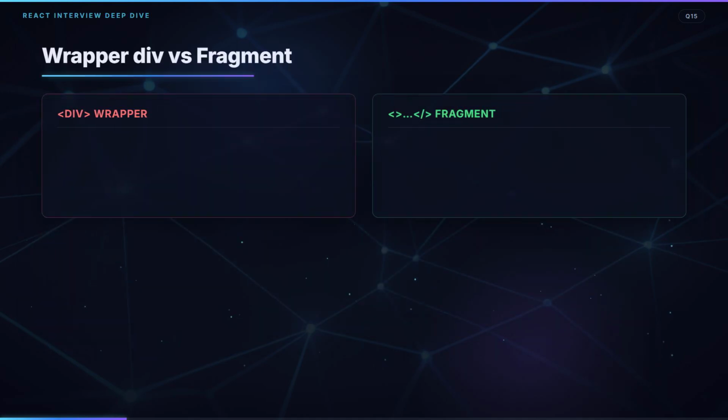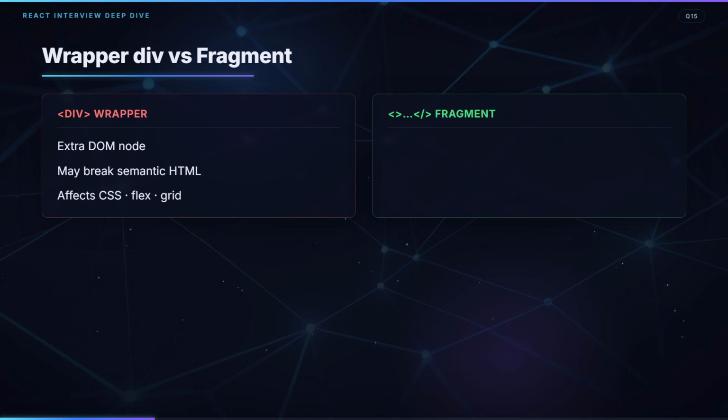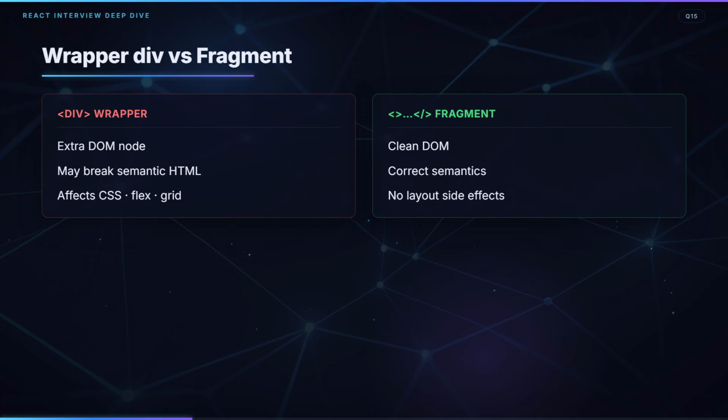So why does that matter? Wrapping everything in a div gives you an extra DOM node, it can break semantic HTML, and it can quietly affect your CSS, because Flex and Grid care about direct children. Swap that div for a fragment and you get a clean DOM, correct semantics, and no layout side effects.